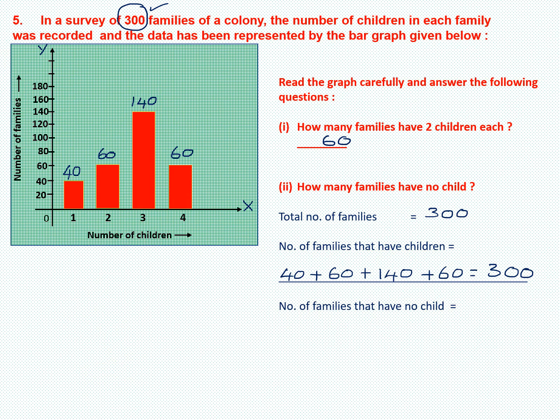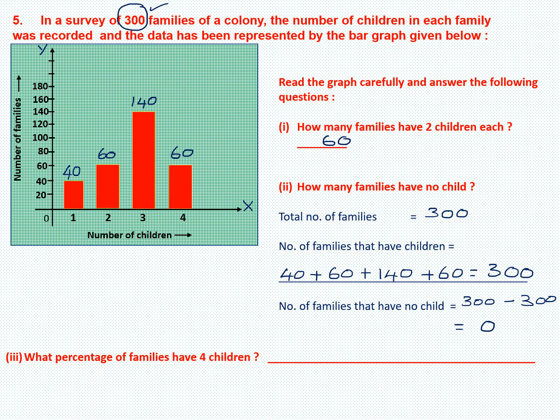So number of families that have no child will be 300, that is the total number of families, minus the number of families that have children, so it is 0. That means all families have at least one child. So number of families that have no children, 0 or none of the families.